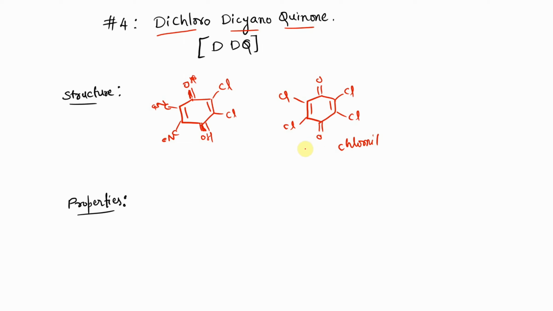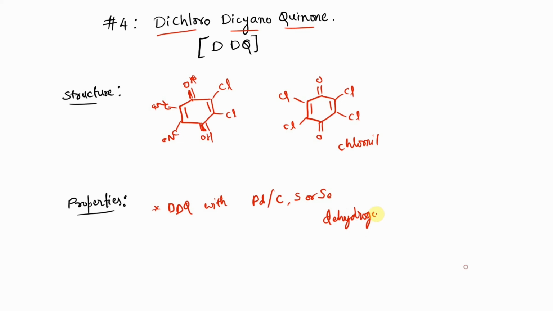The important property of DDQ is that if you use DDQ with certain other reagents, we observe two or more different sets of reactions happening. One is, if you use DDQ with palladium in presence of carbon, sulfur or selenium, it undergoes the dehydrogenation process.